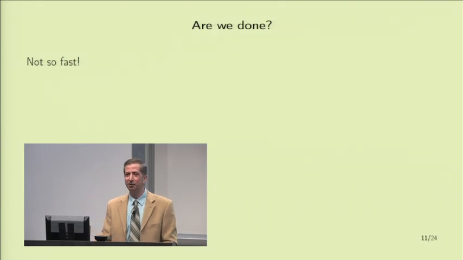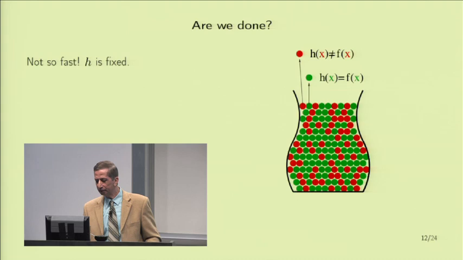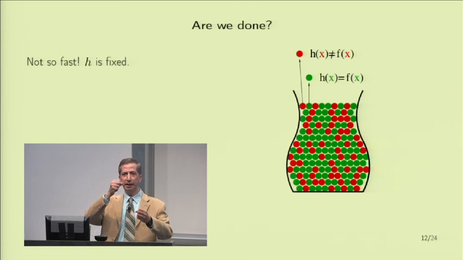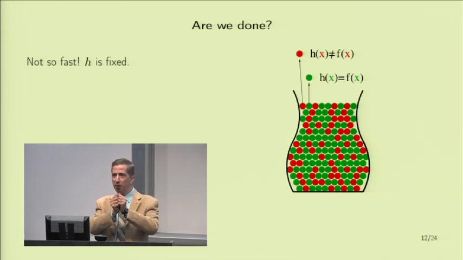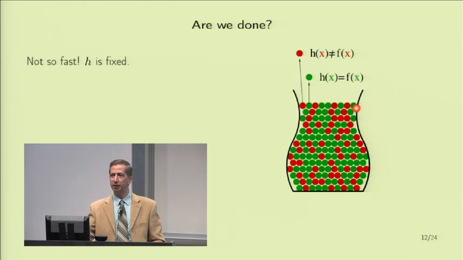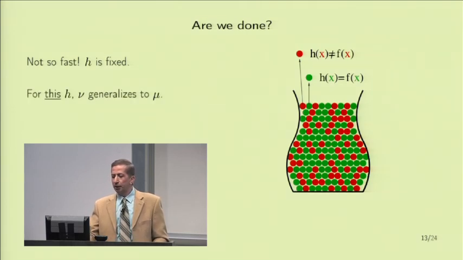Well, not quite. Why are we not done? Because the analogy I gave you requires a particular hypothesis in mind. I told you that the red and green marbles correspond to the agreement between h and the target function. So when you tell me what h is, you dictate the colors here. All of these colors, this is green, not because of anything inherent about the target function, but because of the agreement between the target function and your hypothesis h. That's fine, but what is the problem? Well, the problem is that I know that for this h, nu generalizes to mu. You're probably saying in your mind, yeah, but h could be anything. I don't see the problem yet.